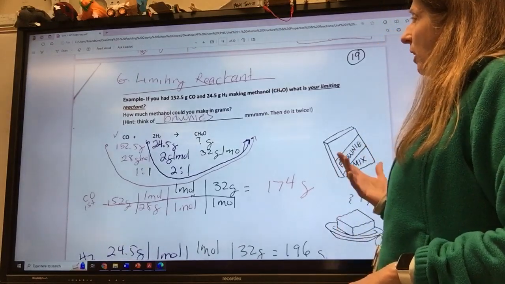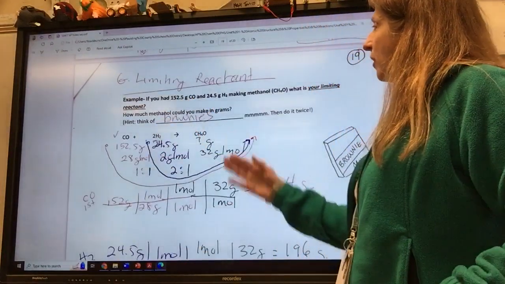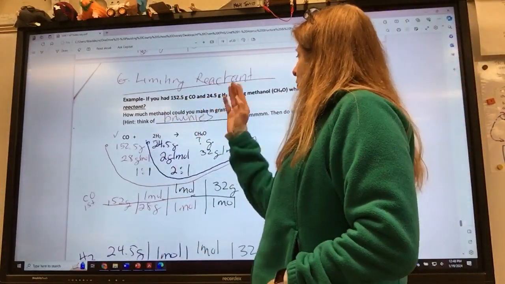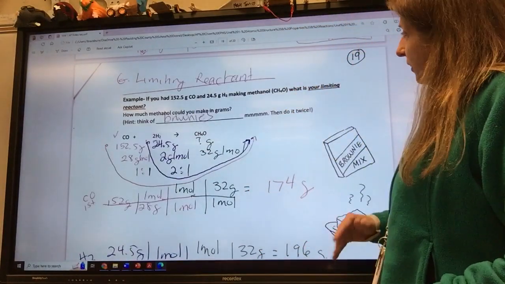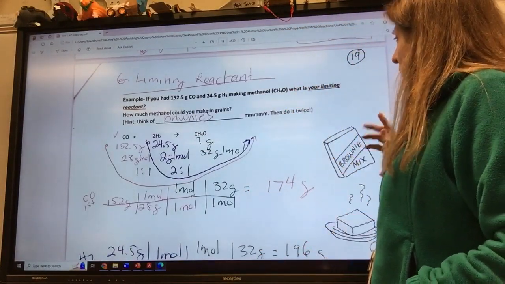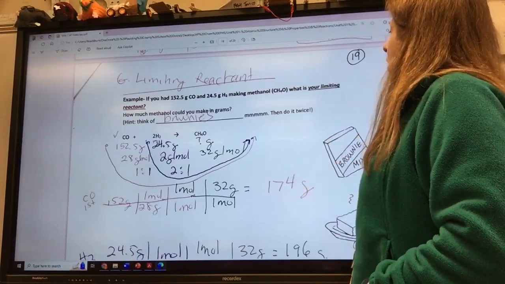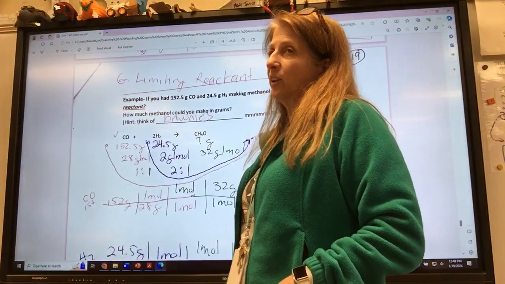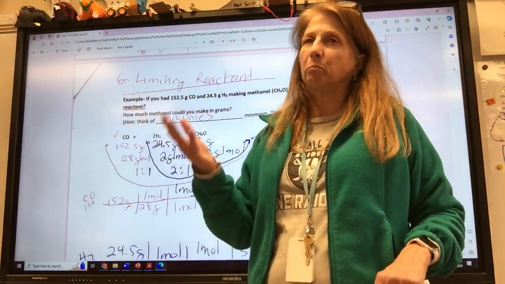And so if you had 152.5 grams of carbon monoxide and 24.5 grams of hydrogen gas, making methanol, CH4O, sometimes you see it CH3OH, what is your limiting reactant? What is the thing? So my example I always use is brownies.